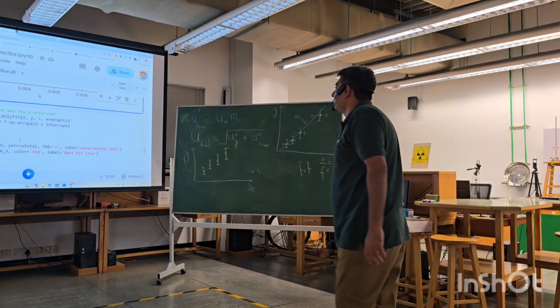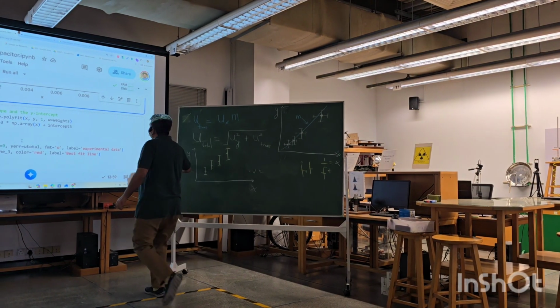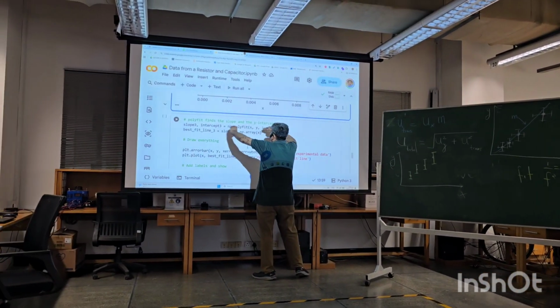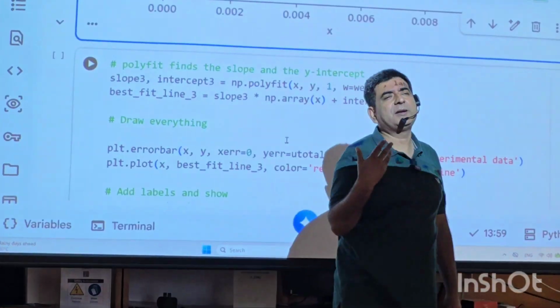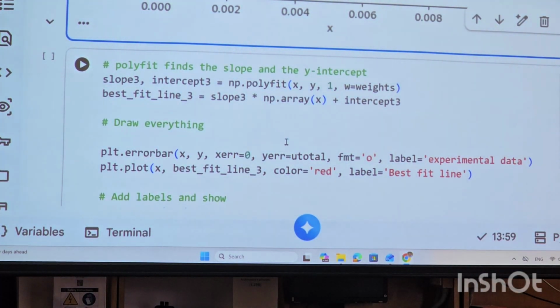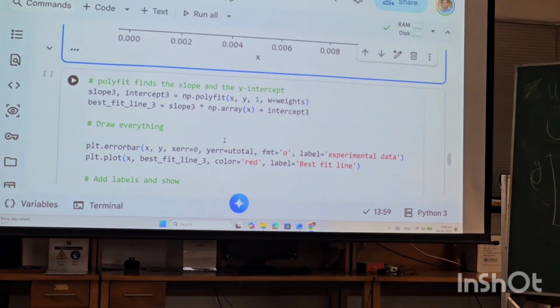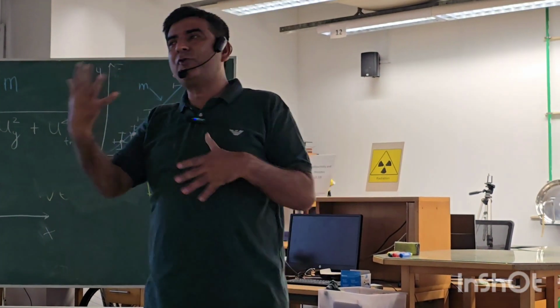So once I do this, the algorithm is just used for weighted fits, and I get a slope and an intercept, which I have now labeled slope 3 and intercept 3, because the slope is now going to be different. The slope will be different, right?